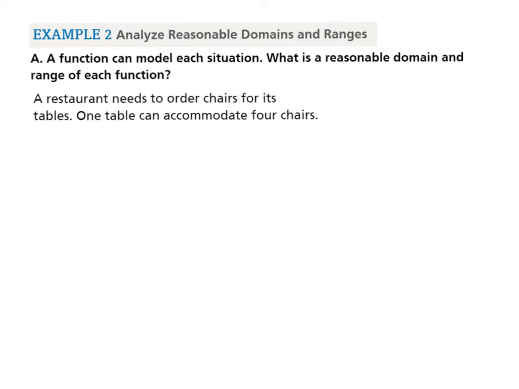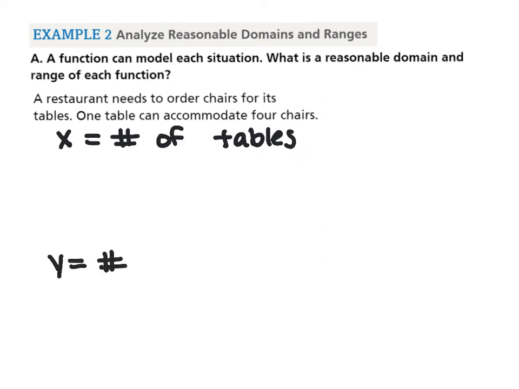In the next example, it says a restaurant needs to order chairs for its tables. One table can accommodate 4 chairs. So if we're determining what this is, the x is going to equal the number of tables, and y is going to equal the number of chairs.